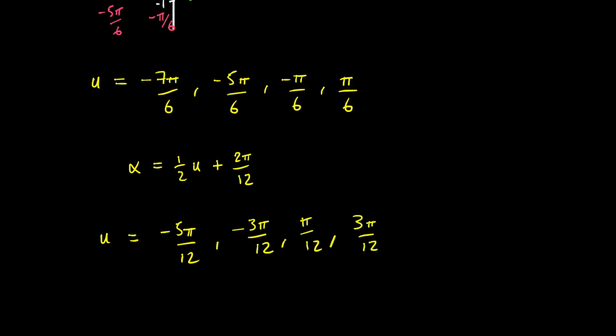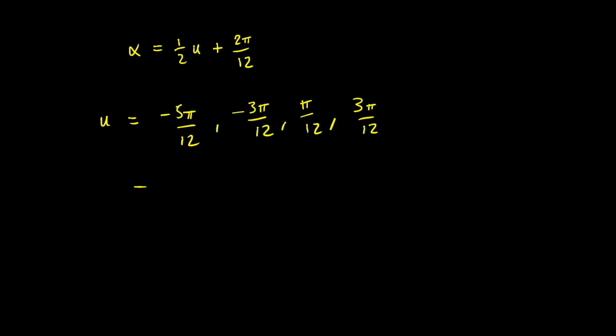So now all we've got to do is just simplify these values. That will be minus 5 pi upon 12. That will be negative pi by 4. That will be pi by 12. And that will be pi by 4.